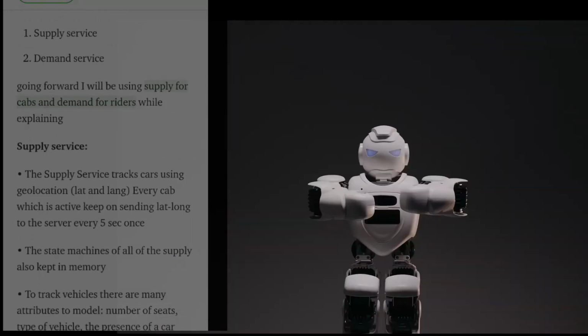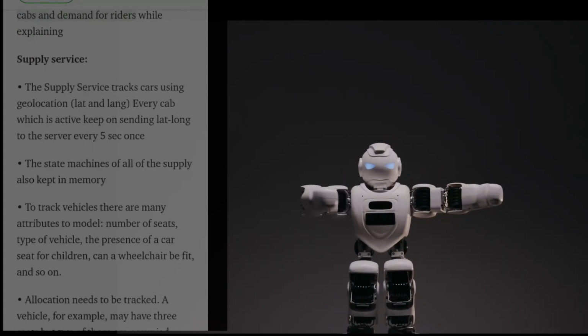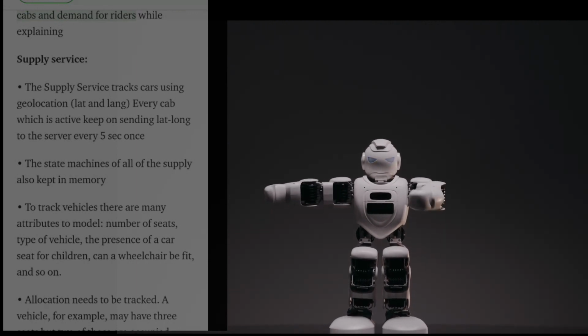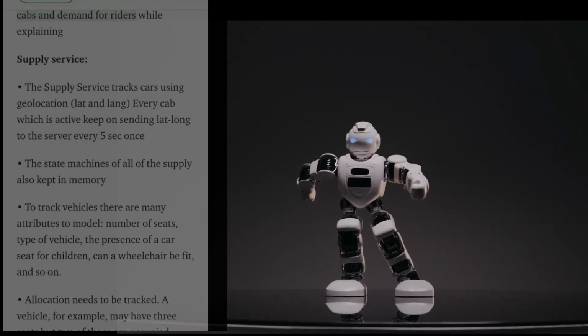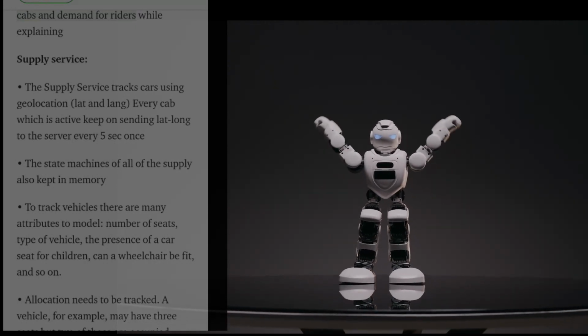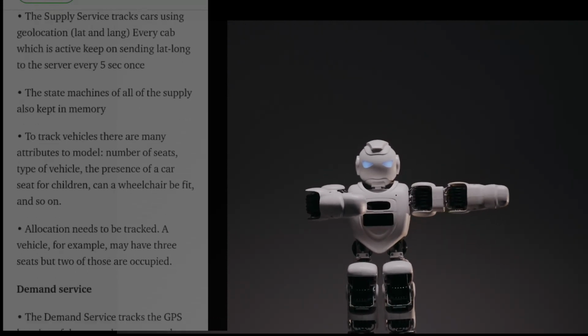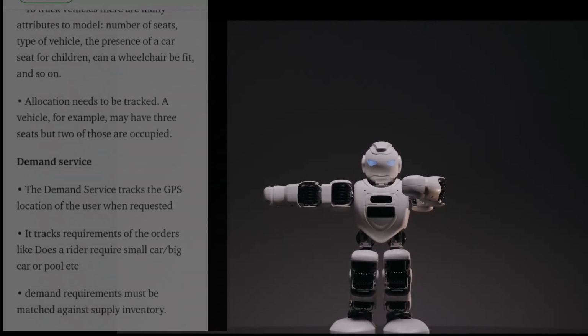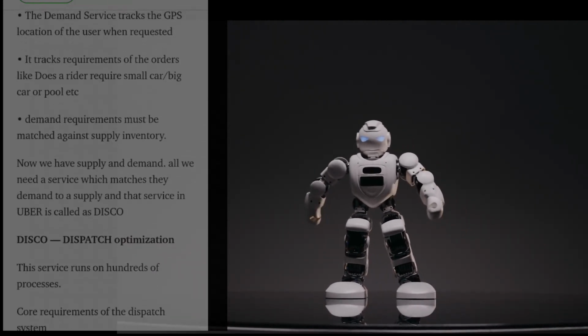There is a supply service and a demand service. The supply service tracks cars using geolocation. Every active cab sends its latitude and longitude to the server every 5 seconds. The demand service tracks the GPS location of the user when a ride is requested.